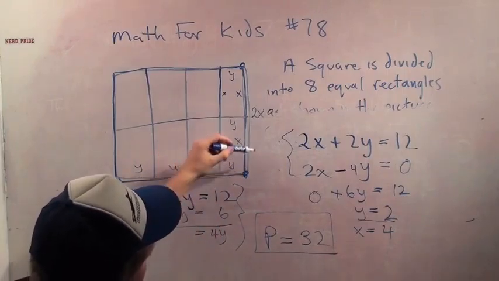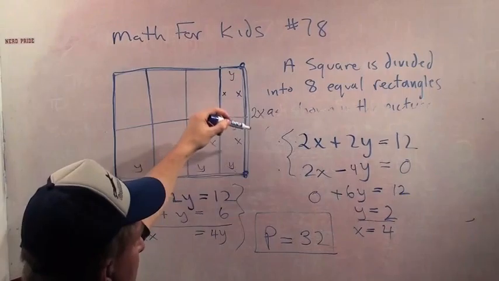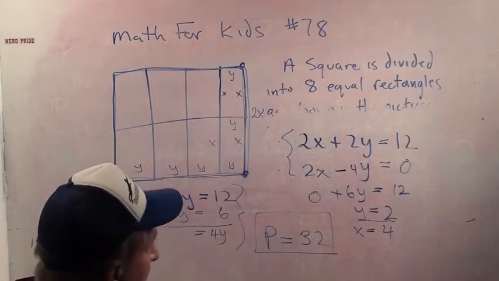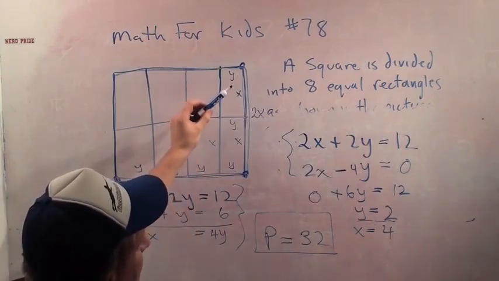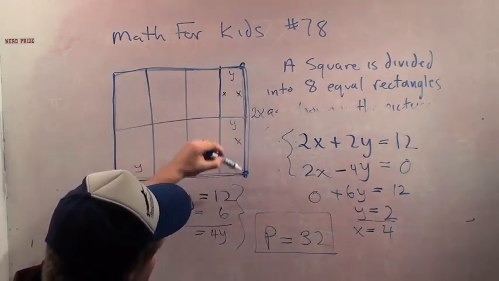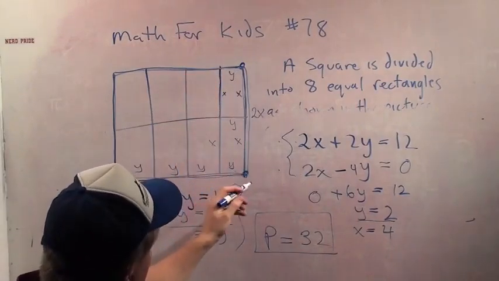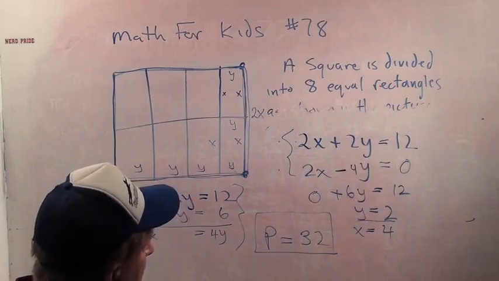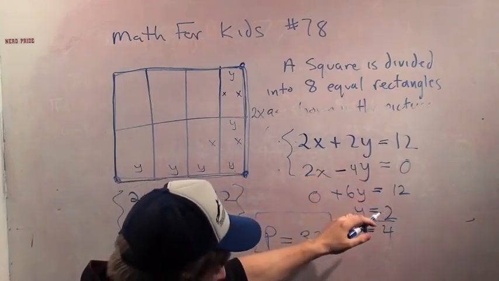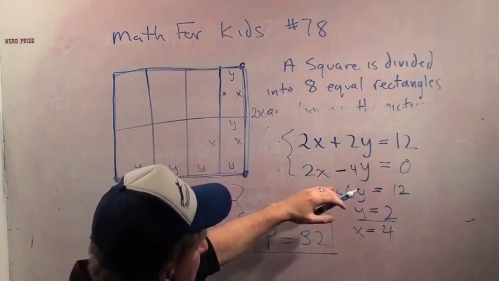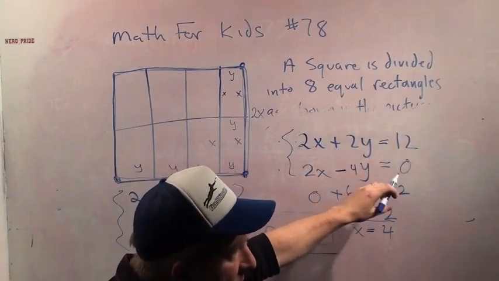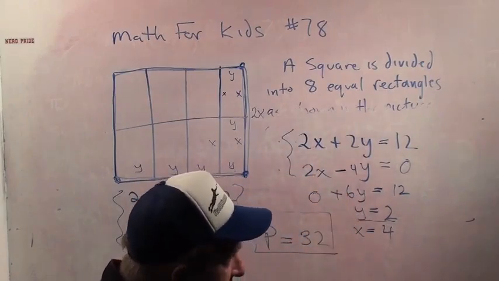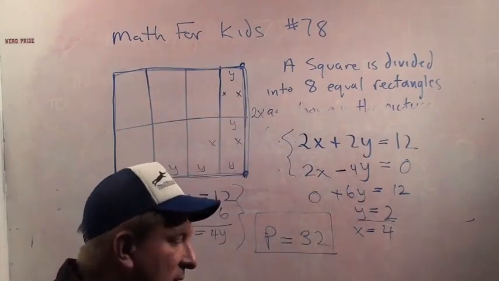First we used the sentence that said the perimeter of the small rectangle was 12, and we wrote 2x plus 2y equals 12. Then we used the fact that we had a square here, and one of the sides of the square was 2x and the other side was 4y. So we know that 2x equals 4y, and it was okay to write it as 2x minus 4y equals 0. Then we subtracted our equations, solved for y, solved for x, and then we got the perimeter. Does that make sense?